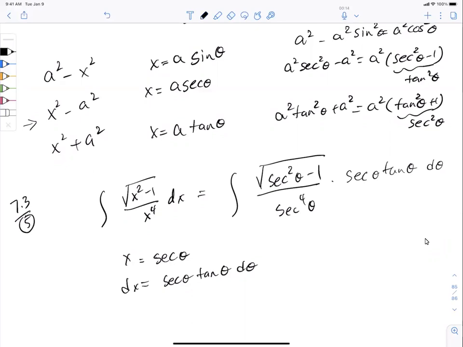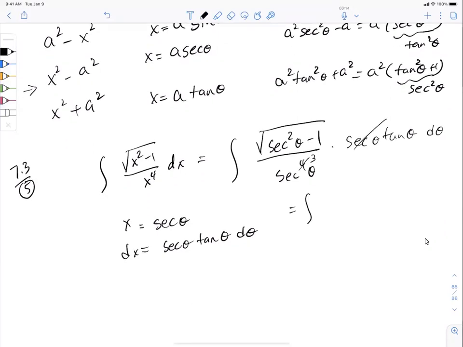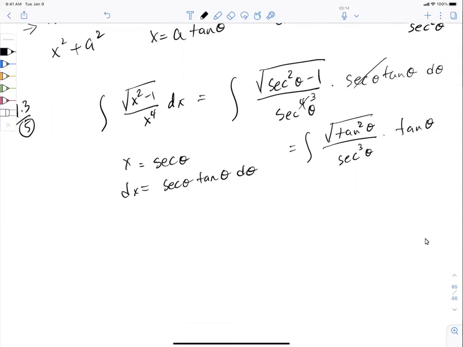Okay, so the secant and one of the secants cancel out. So I'm going to have square root of tangent squared theta, which is as planned, over secant cubed theta times tangent theta d theta. Tangent squared, again, I'm going to make my angle theta to be in bounds where my tangent squared is positive. So I'm going to get tangent theta squared, combining these two, over secant cubed theta d theta.